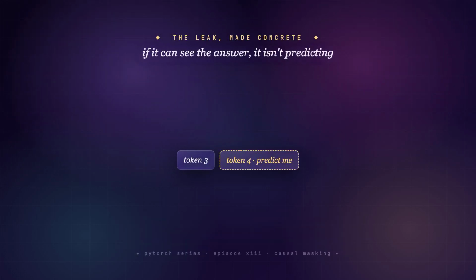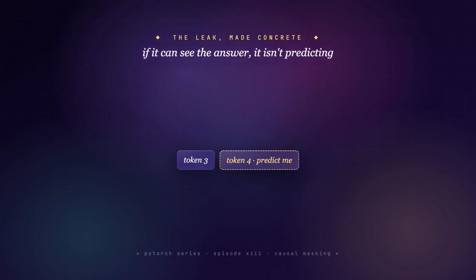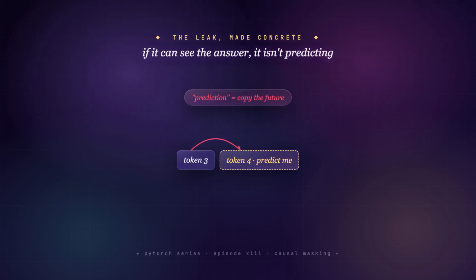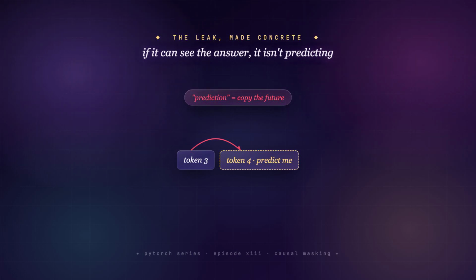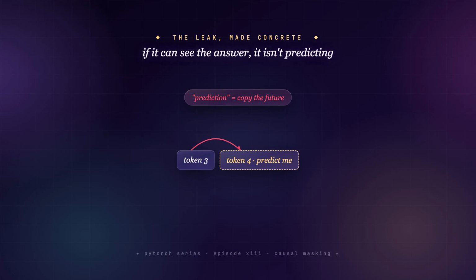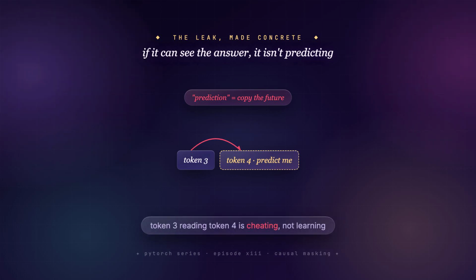Let me make the leak concrete. Say the sentence is, the cat sat on. The model's job at position 3 is to predict the word at position 4. But raw self-attention lets position 3 attend to position 4 directly, so the prediction becomes trivial. The future already leaked backward into the present. The model learns nothing because nothing was ever hidden. We have to physically block that path.